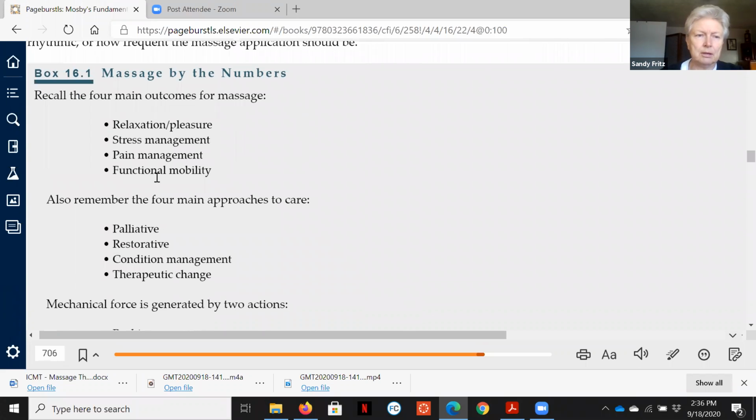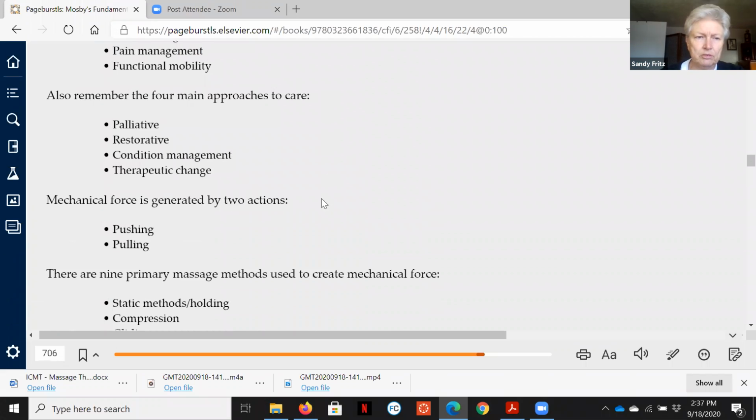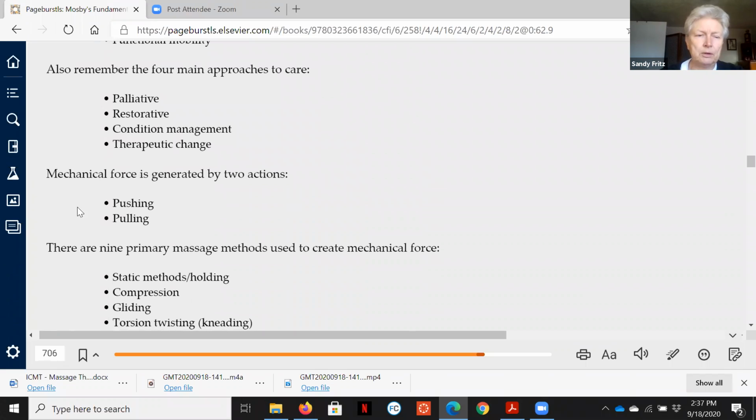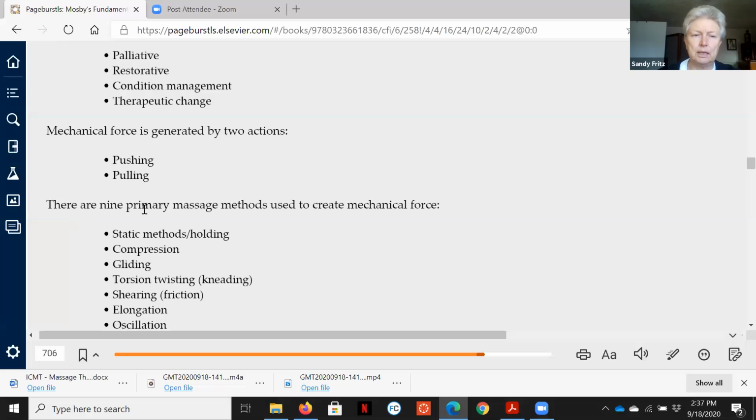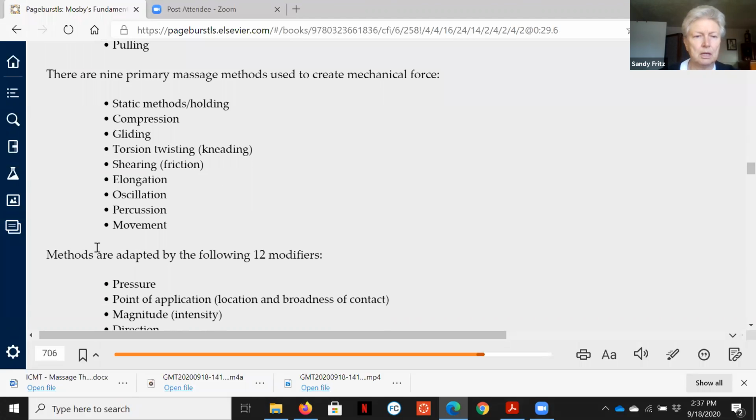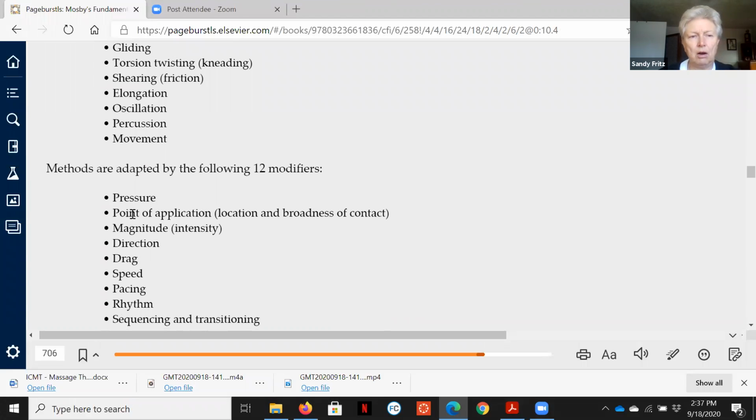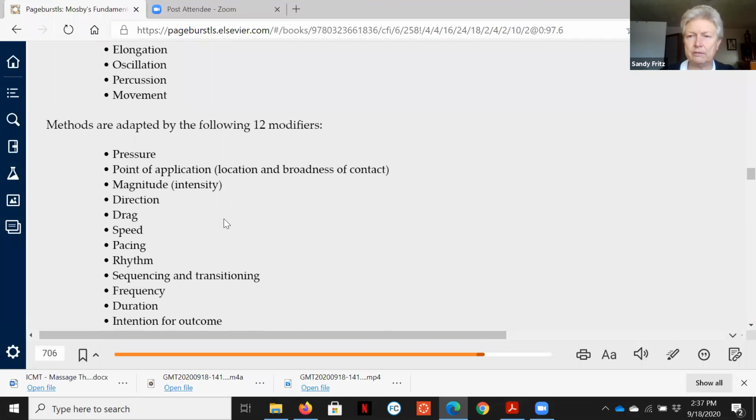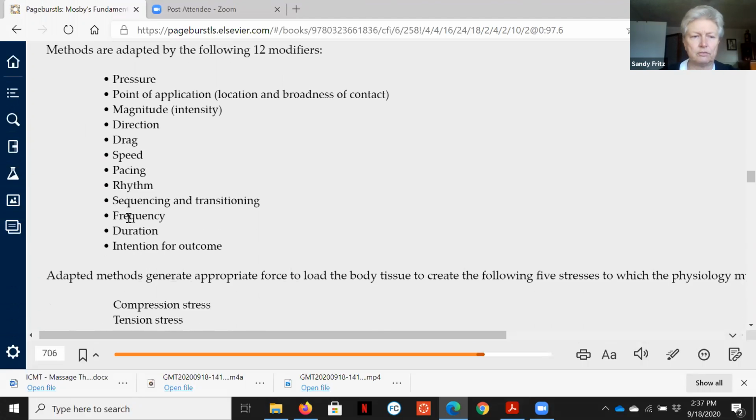The 4 main outcomes, the 4 approaches to care, how we create our interface is through mechanical force and how it affects soft tissue. And here are the ways we apply the mechanical forces. And here's how we alter, shift, modify, pick, choose. All of these come into play when we're developing a uniquely targeted massage session for a client.